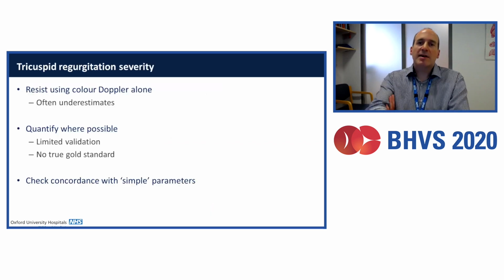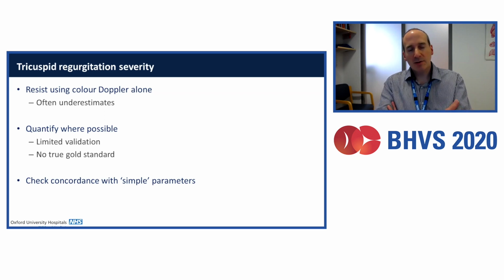So how do we grade severity? How do we judge when a patient has tricuspid regurgitation bad enough to warrant some form of treatment? Again, like every other valve assessment, the overriding message is resist the urge to grade simply on the appearance of colored Doppler. It often underestimates, particularly with eccentric jets, particularly with multiple jets, particularly with wall-hugging jets.